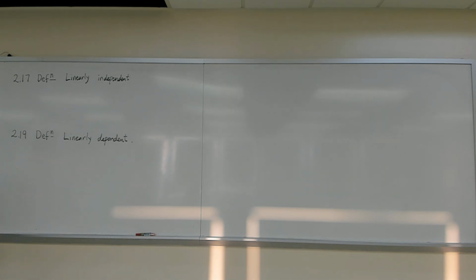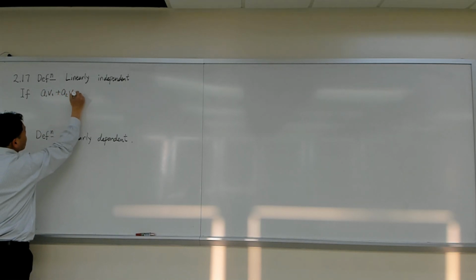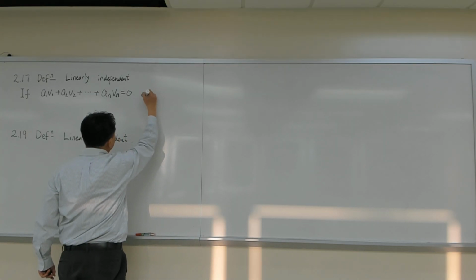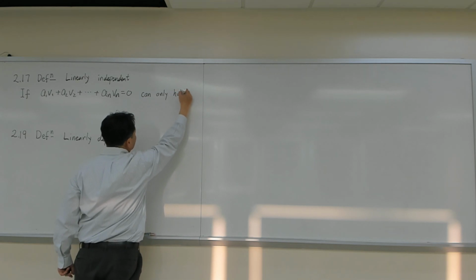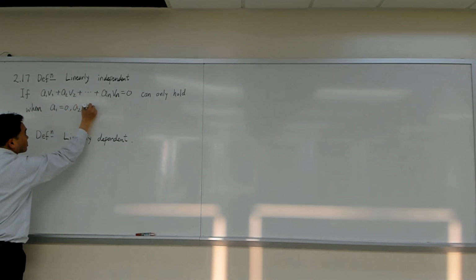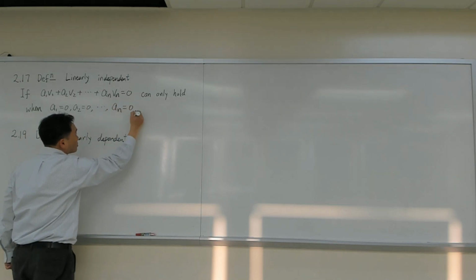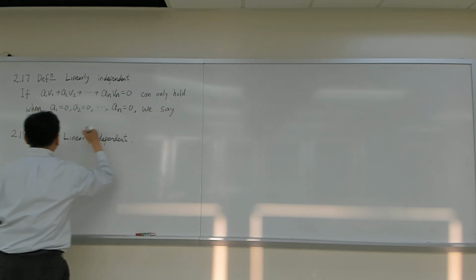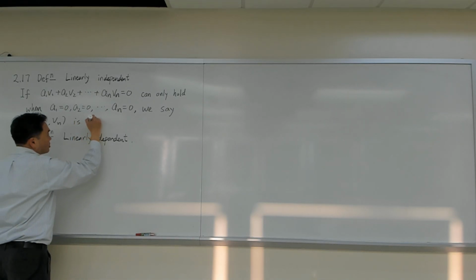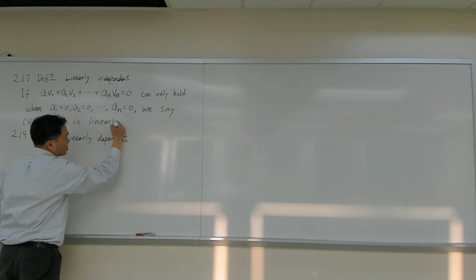Okay, definition of linearly independent. We say, if a1 v1 plus a2 v2 plus ... plus an vn equal to 0 can only hold when a1 equals 0, a2 equals 0, ..., an equals 0, we say the list v1 through vn is linearly independent.